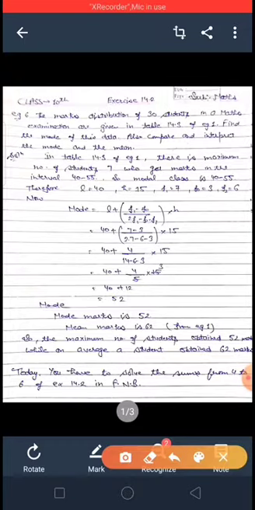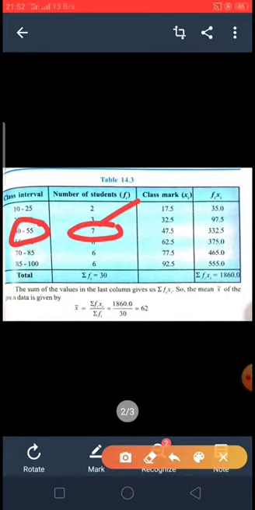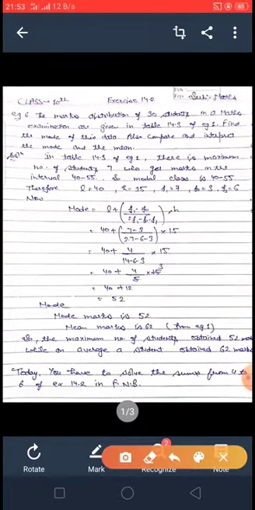Now look at the table 14.3. There is a maximum number of students, that is 7, who got the marks in the interval 40 to 55. Look at, that is the maximum frequency, that is 7, because when we have to find out the mode we have to check the maximum number in the frequency. So here is the 7, so this is our maximum frequency, and for this, that is 40 to 55, that is our modal class. Clear? Now the next is modal class, that is 40 to 55.